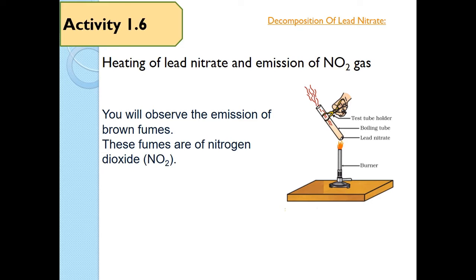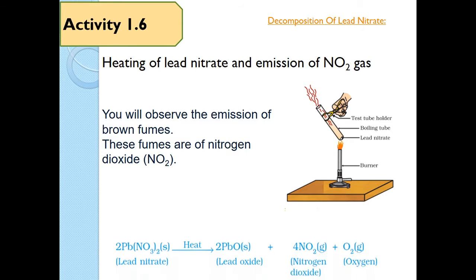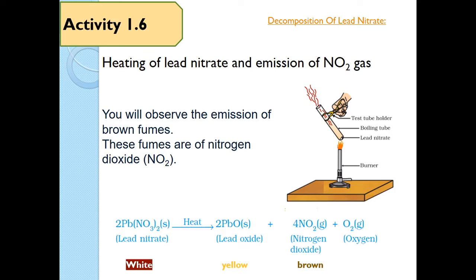It deals with heating of lead nitrate. When lead nitrate salt is heated, we get lead oxide, which is solid, along with evolution of nitrogen dioxide gas and oxygen gas. Nitrogen dioxide gas is brown in color, hence we get brown fumes on heating. And lead nitrate salt, it is white in color. Lead oxide, which is formed as a decomposition reaction, it is yellow in color. Let us see this activity.